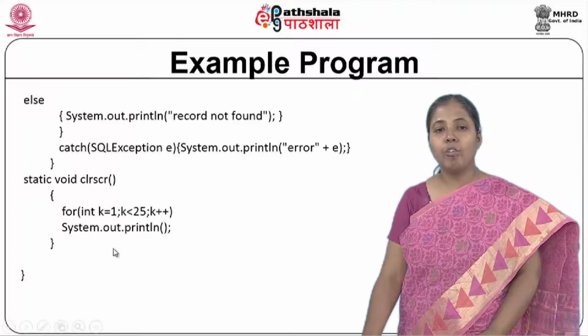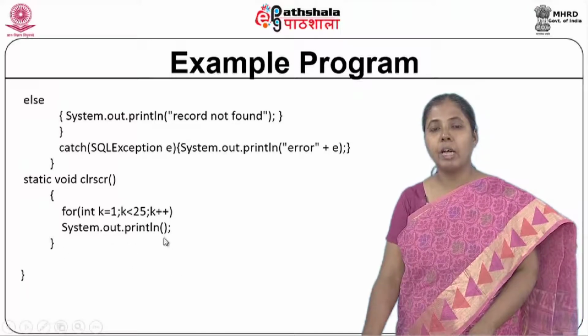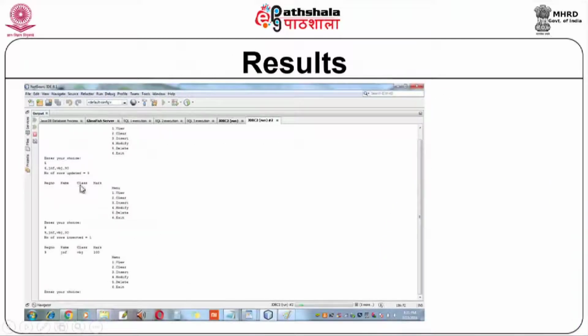And this is the end of it, and we have a clear screen. So, we try to clear all the lines which is printed. So, it is an empty line that is printed for all the 25 lines on the screen. This is actually the result what you get from the program.